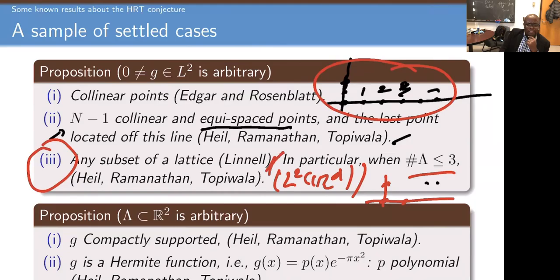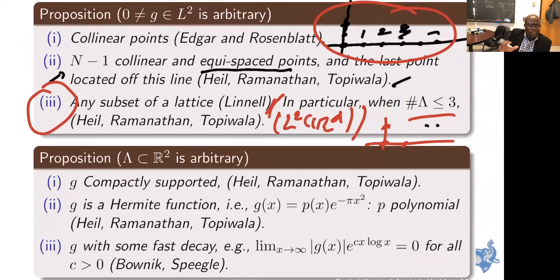Linnell proved this result using some von Neumann algebra techniques. And a couple of years ago, I think Dimitar proved a special case of this lattice case using a completely different set of notions which are related to almost Mathieu operators. The second set of results, so this is not the complete set, but I'm just trying to give you an idea of the main ones that I can think of.